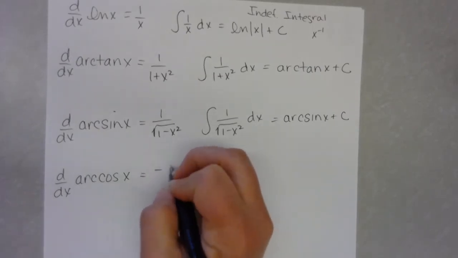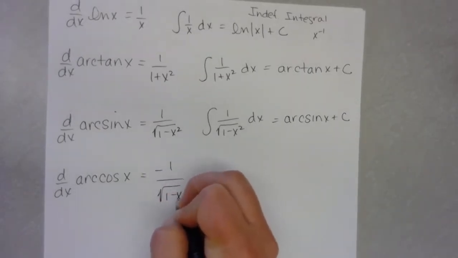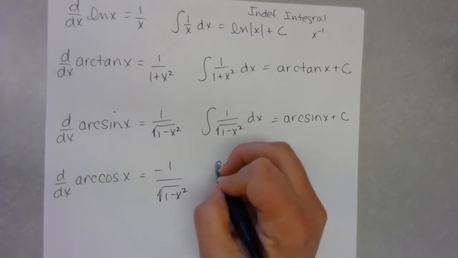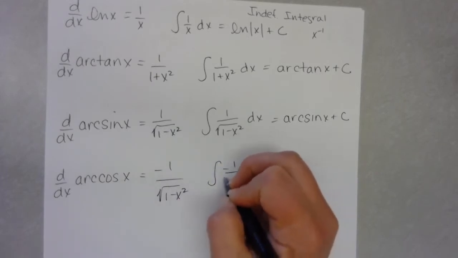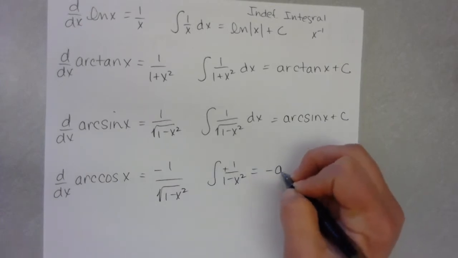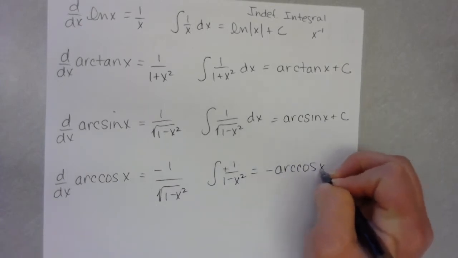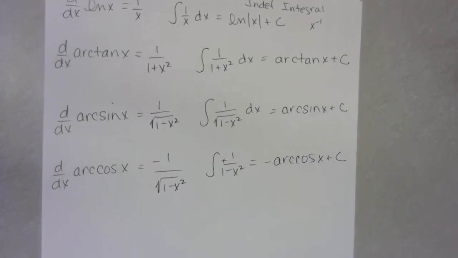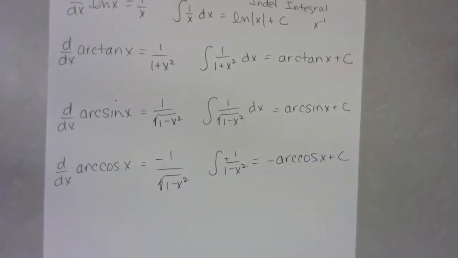The derivative of arc cosine is negative 1 over the square root of 1 minus x squared. So that means that the antiderivative of negative 1 over the square root of 1 minus x squared is negative arc cos of x plus c. Okay? So those are all the basic ones we know the derivative of.